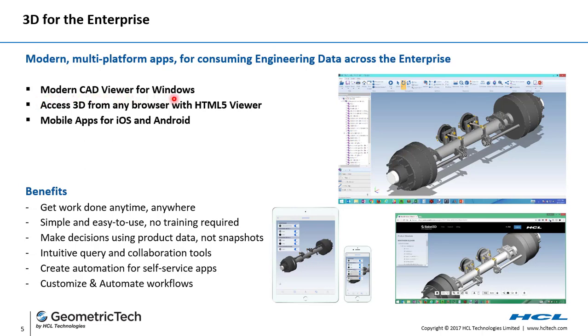Glovius is a comprehensive suite of apps available on desktop, mobile, and web. You can carry your designs, get your work done anywhere and anytime, and make decisions using product data and not images or snapshots.